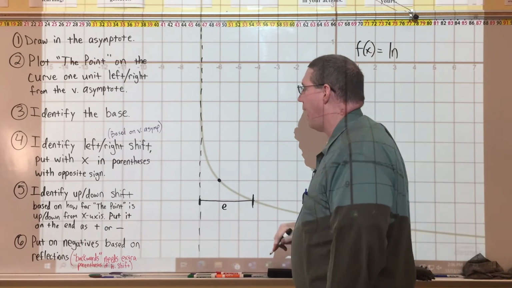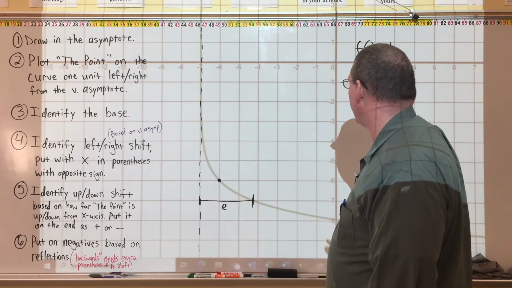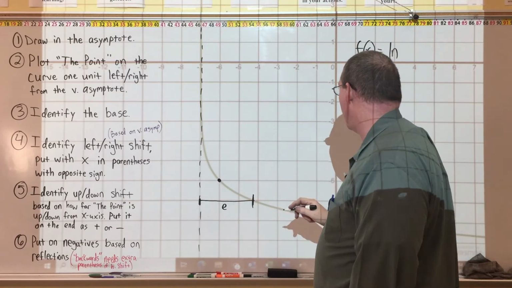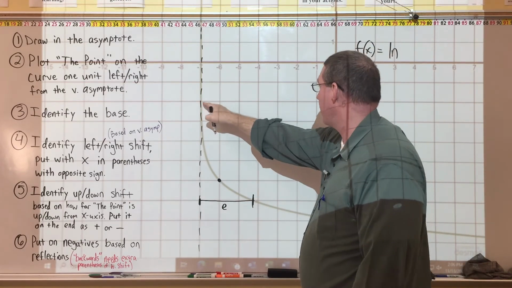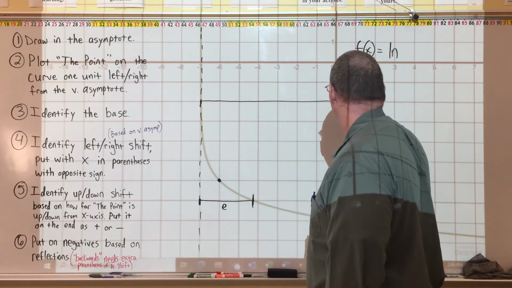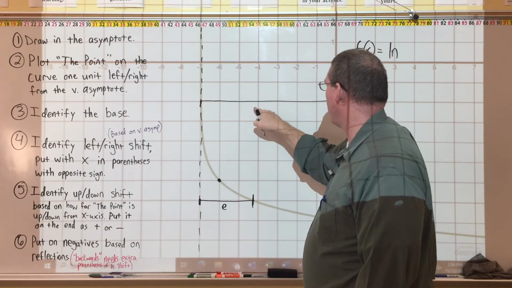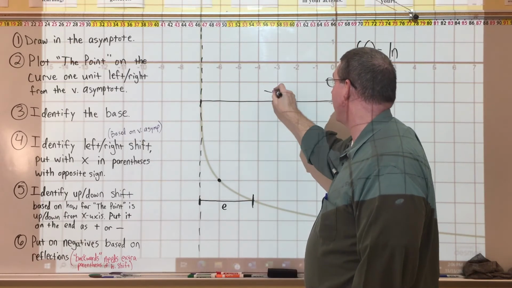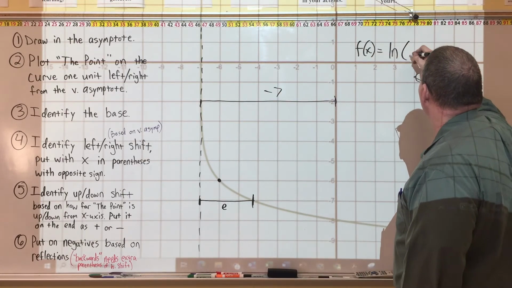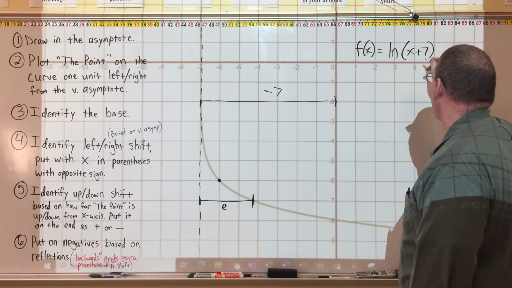Okay. All right, now we need to identify the left or the right shift. Well, here's the y-axis all the way over here, and here's the vertical asymptote. So the distance from here all the way over to here looks like, let's draw that line right there, it's from here 1, 2, 3, 4, 5, 6, 7 to the left. That's a -7 shift, right? So that means we're going to put on an x plus 7, right?